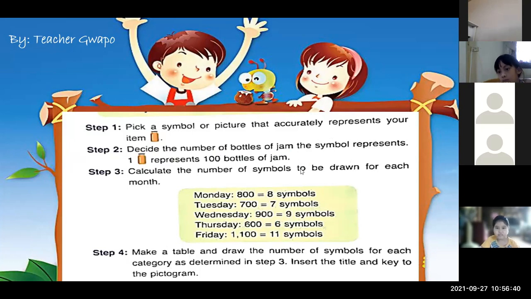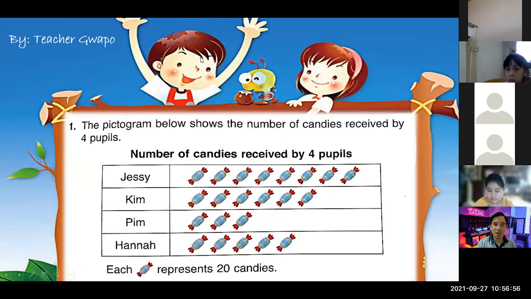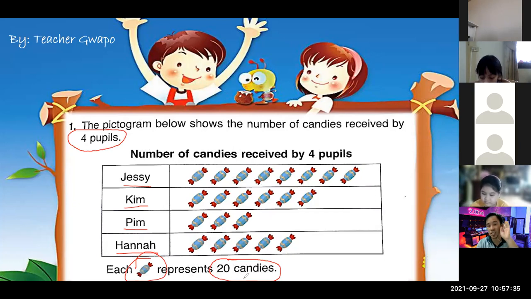Page 207. Here, the pictogram below shows the number of candies received by four pupils. Another name used for students is pupils. The names of the pupils are Jesse, Kim, Pim, and Hannah. Always remember, one picture of candy equals 20 candies. Don't forget this when you look. Each picture of the candy represents 20 candies.